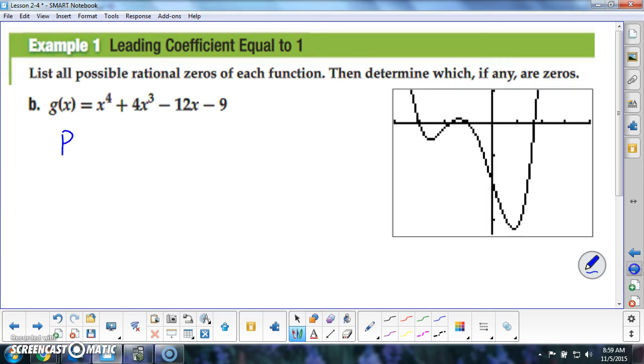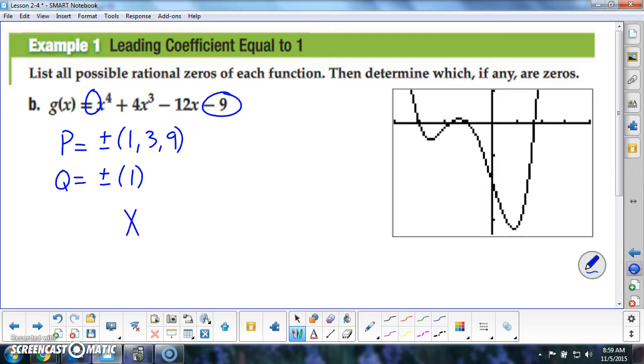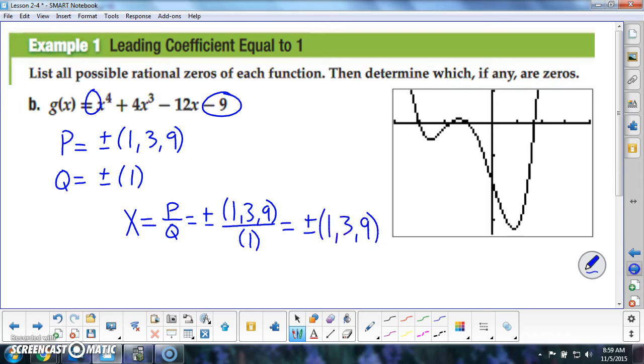So what we have to do is come up with p and q. Well, p is factors of your constant, so plus or minus 1, 3, and 9. Those are the numbers that go into that. And then q is factors of your leading coefficient, which, even though there's no number in front of that x to the fourth, it's a 1. So it's plus or minus 1. So possible rational roots are p over q, plus or minus 1, 3, 9 divided by 1. So that just gives us 6 possibilities, plus or minus 1, plus or minus 3, plus or minus 9.